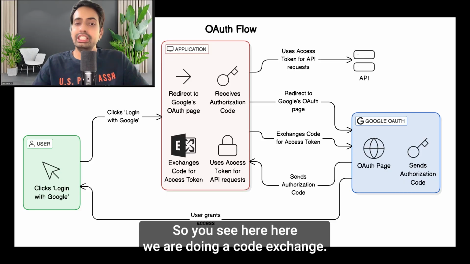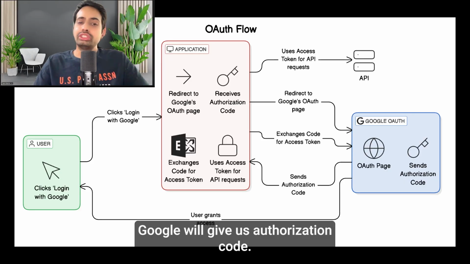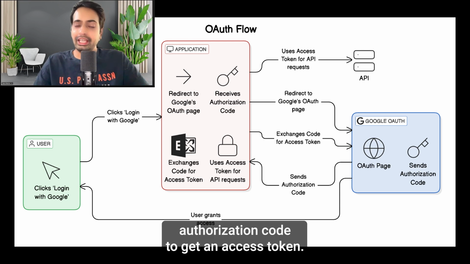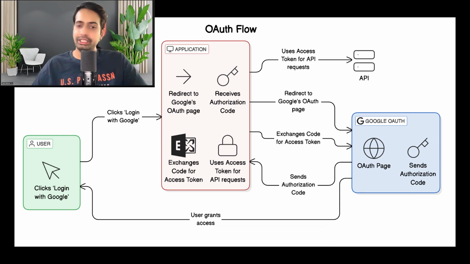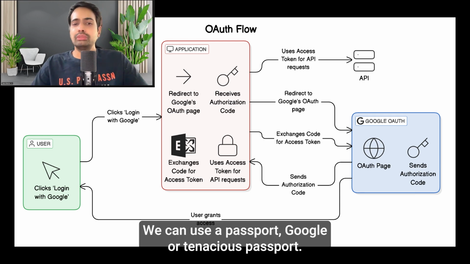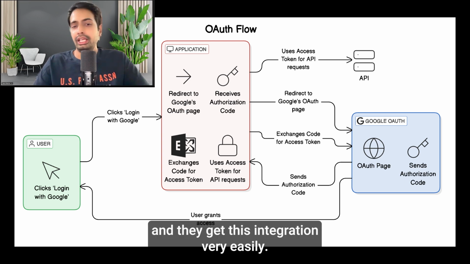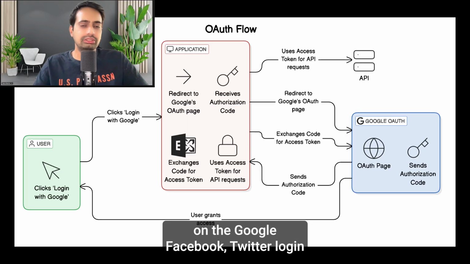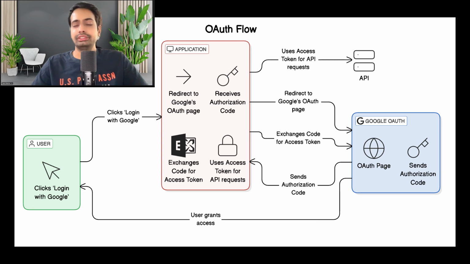So you see here we are doing a code exchange. Google will give us an authorization code. Your application will use the authorization code to get an access token, and that access token we use to access our own APIs. Okay, we can use passport Google auth, NestJS passport and all. People these days are using NextAuth heavily, and they get this integration very easily. Integration with Auth0, integration with Google, Facebook, Twitter, login with all these different social providers.